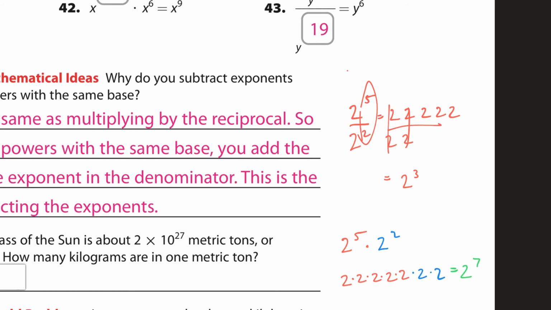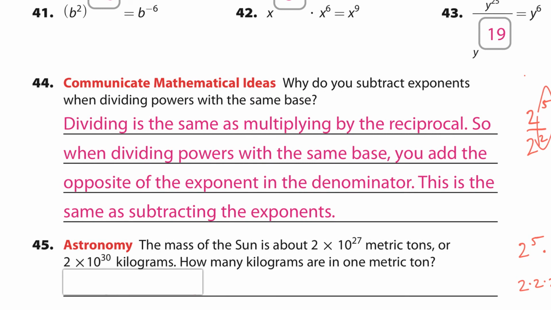But division is the inverse of multiplication. So instead of adding here, you would be subtracting. That is why they're talking about inverse is the same as the opposite exponent. It's the same as subtracting the exponents. It's the same kind of idea.